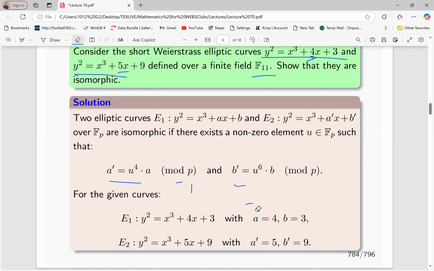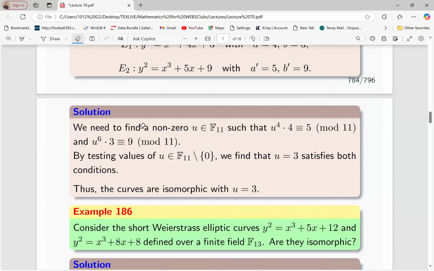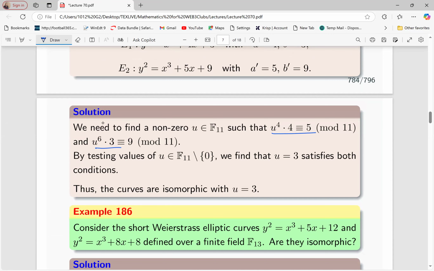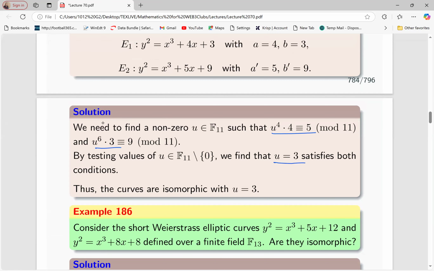So that's what we want to test. If that u exists, then we say that the curves are isomorphic. But if it doesn't exist, then we say that they are not isomorphic. So I've said we need to find a nonzero u mod 11 such that this is true and this is true. When you test all of them, testing 0 to 10, I found that u is 3. So since u is 3, we say that the two curves are isomorphic.